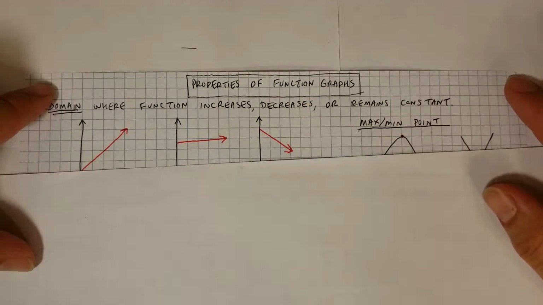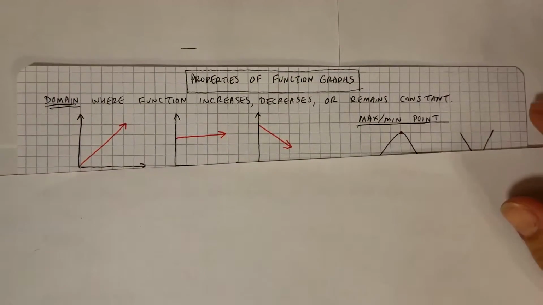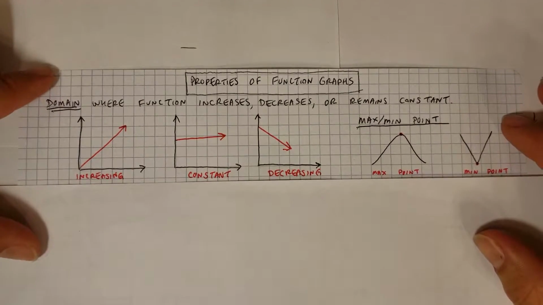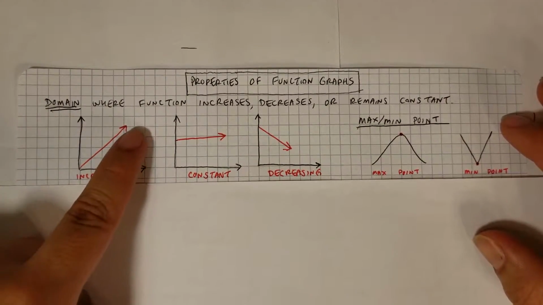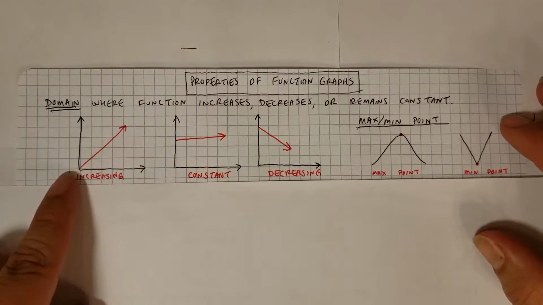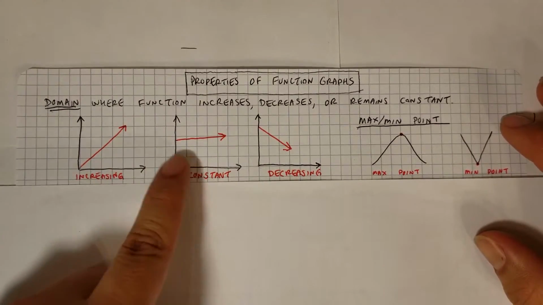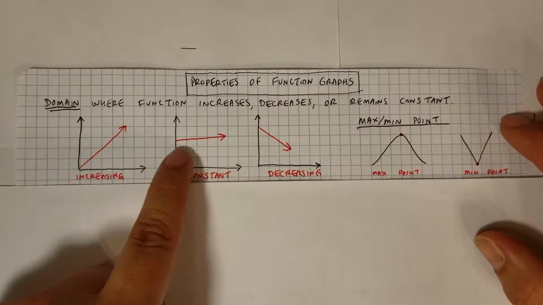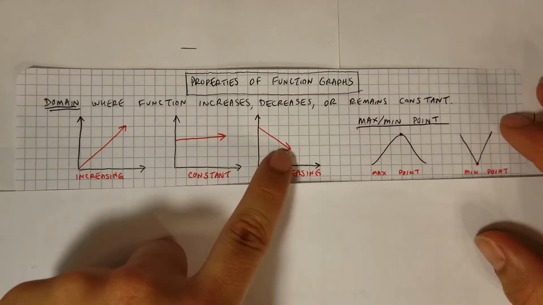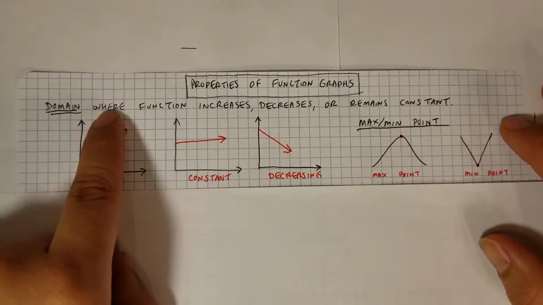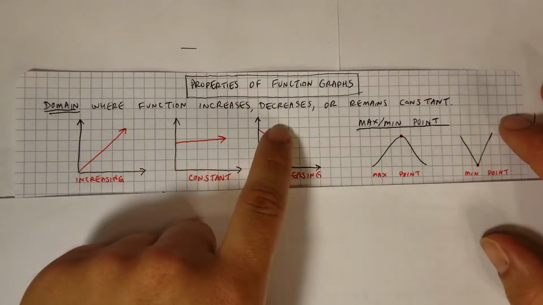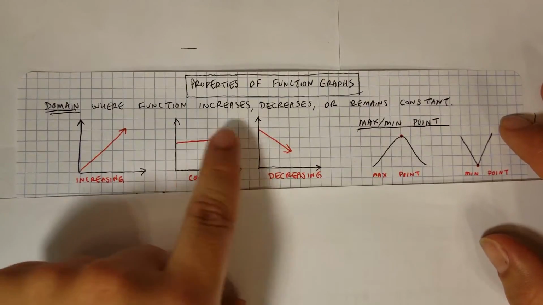In case you forgot how to do that, we read a graph like a book from left to right. If you notice, this graph is increasing from left to right, right? We read graphs the way we read books. Constant, it's flat, it doesn't go up or down, and decreasing, it goes down from left to right. So basically, you're going to have to determine the domain or the input, the values of x, where the function goes up, down, or is flat, constant.